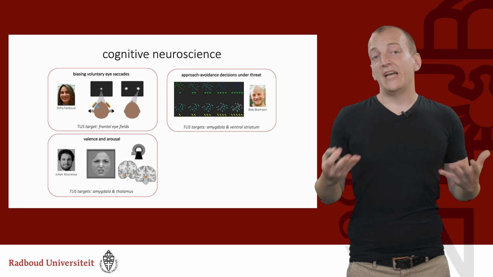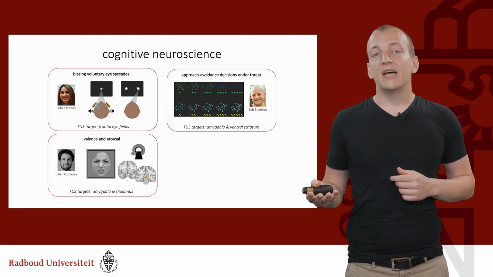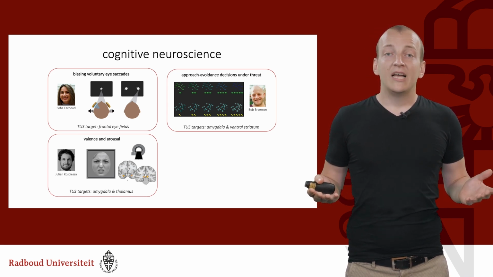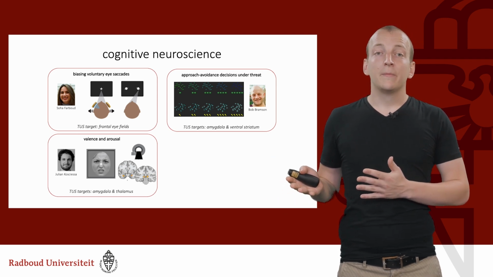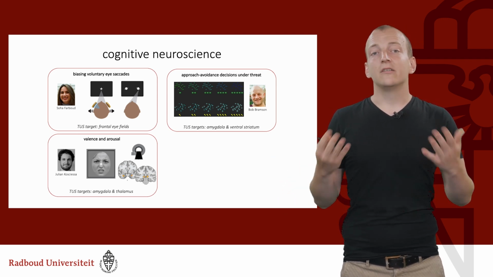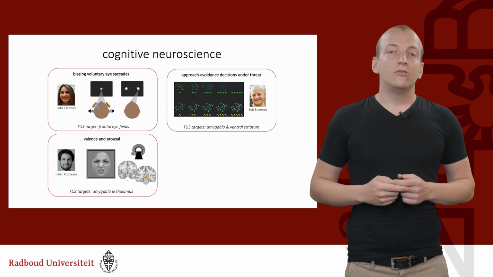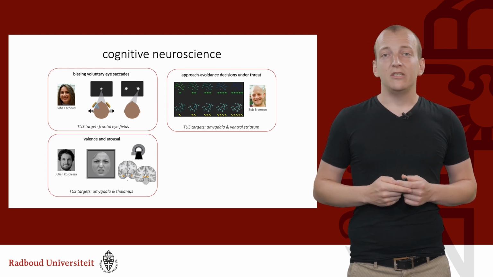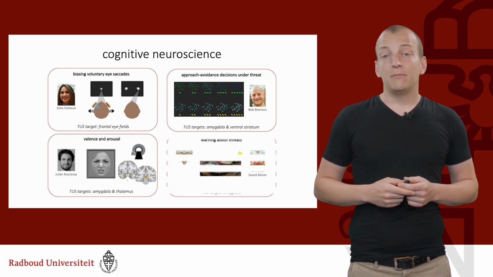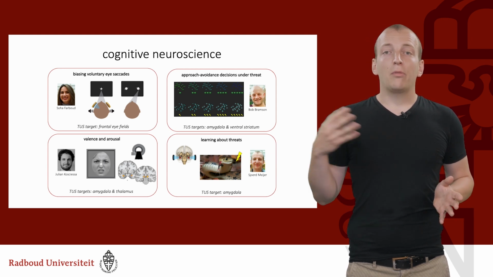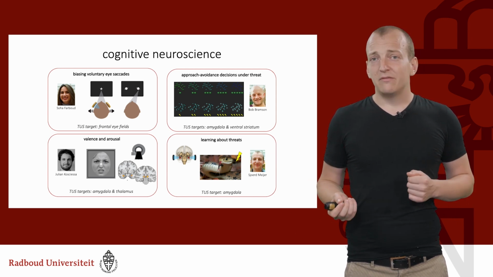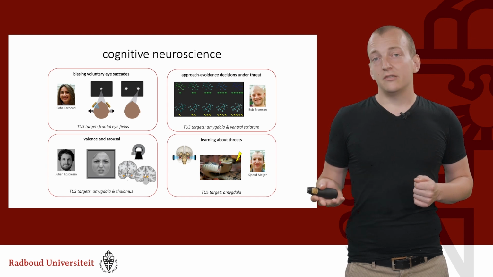We can look at valence and arousal processing by targeting, again, the amygdala, but also the thalamus, and perhaps also introducing our subjects into an MR scanner to see whether the changes in behavior are related to a change in neuroactivation of the target region. And in my own research, I use it to study how people learn about threats, and particularly relevant perhaps for anxiety disorders.